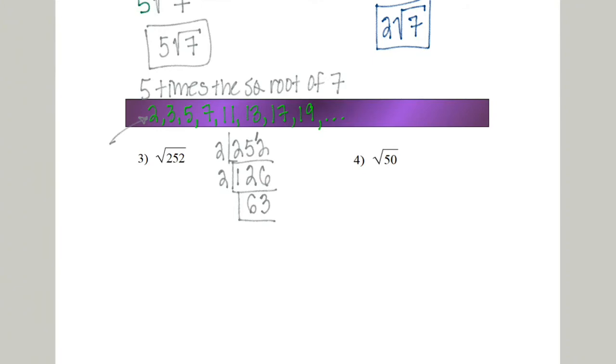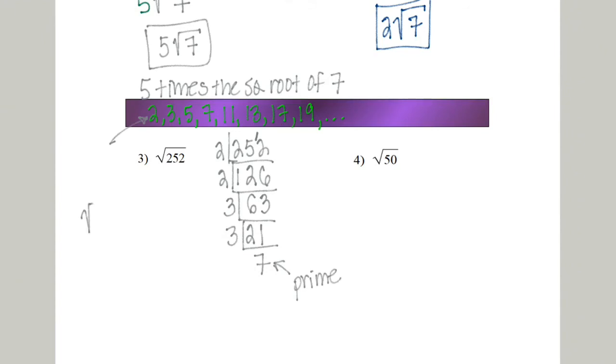Let's try 3. Does 3 go into 63? I believe 3 does go into 63 because 6 plus 3 is 9, and 3 goes into 9. So we're going to put 3 here. 3 goes into 6 2 times with nothing left over, and 3 goes into 3 1 time. Does 3 go into 21? 3 indeed goes into 21 7 times. 7 is prime, so that means I'm done.